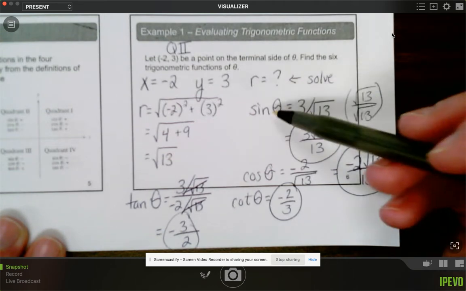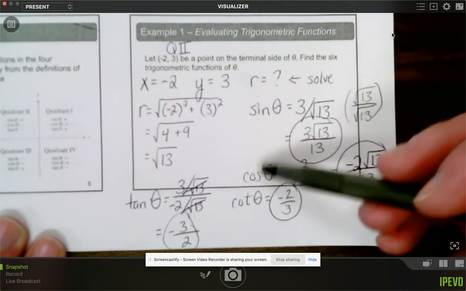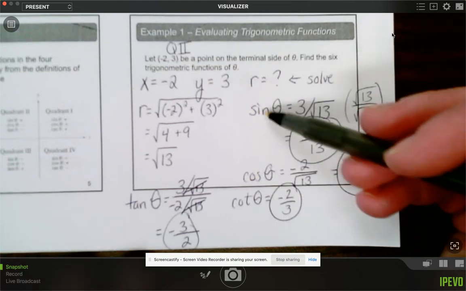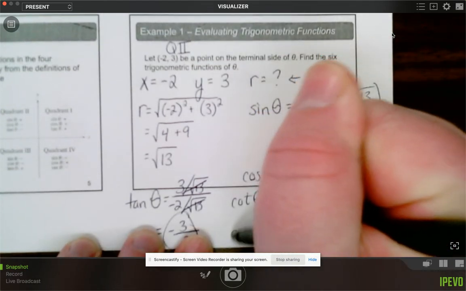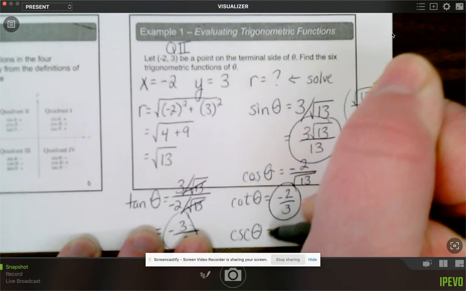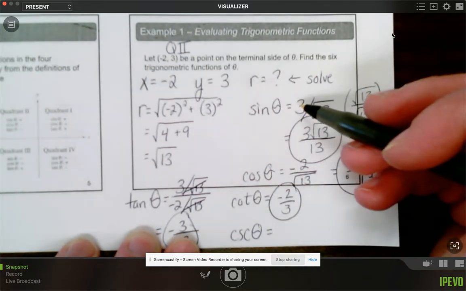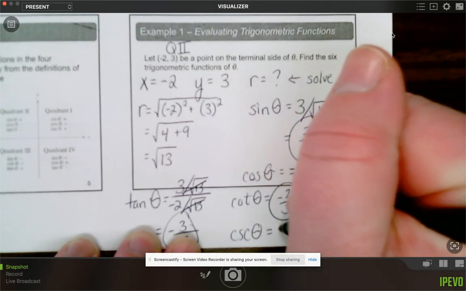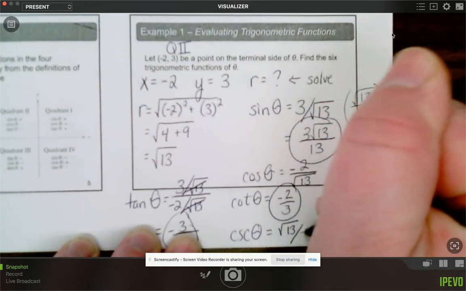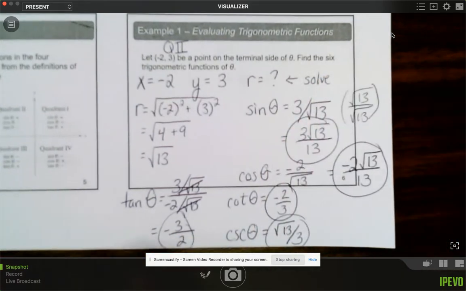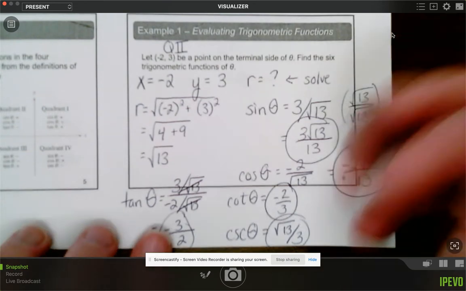Okay. And it's really easy to then go back and find cosecant and secant because they're just the reciprocal of sine and cosine. So cosecant is the reciprocal of sine. So I come back up here. Before I rationalized, it was 3 over square root of 13. If I flip that, I get square root of 13 over 3. And that's good because I don't have a root in the denominator.